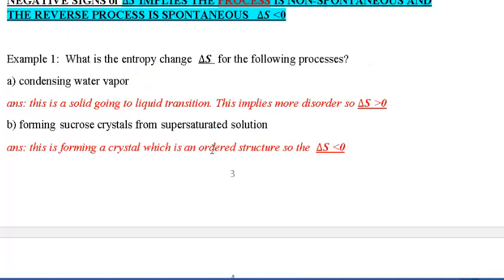All right, let's do some example problems. What is the entropy change for the following processes? So notice we're talking about an entropy change, so it's delta S. We could also be talking about S. Condensing water vapor. This condensation is water going from the gas state to a liquid state. And going from solid to liquid is more disorder. We would expect a positive value for the entropy.